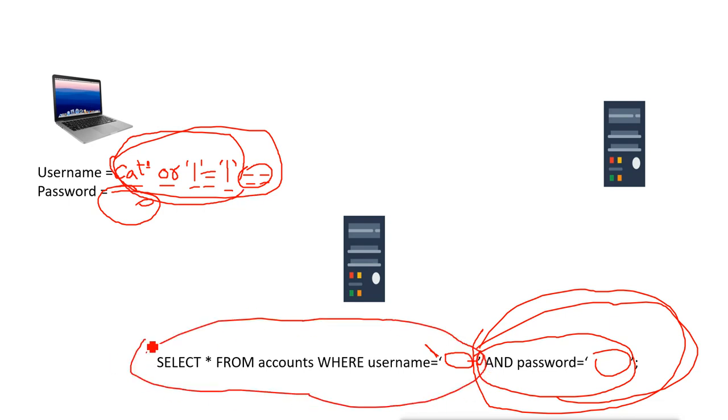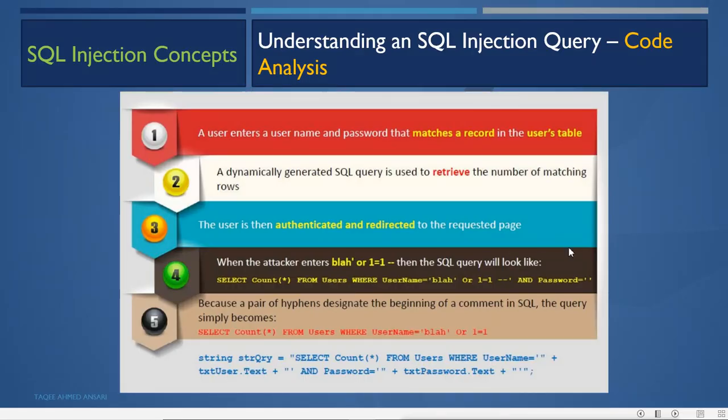And what it says here is: select star from accounts where the username is equal to this, or 1 is equal to 1, and 1 is equal to 1 is always true. So what it will do, it will dump the whole table. Or if it is a part of authentication, it will actually authenticate the user also. If the user is matching with this username, if the username is right, then it will authenticate the user also without any password. So this is the whole funda of these SQL injections.